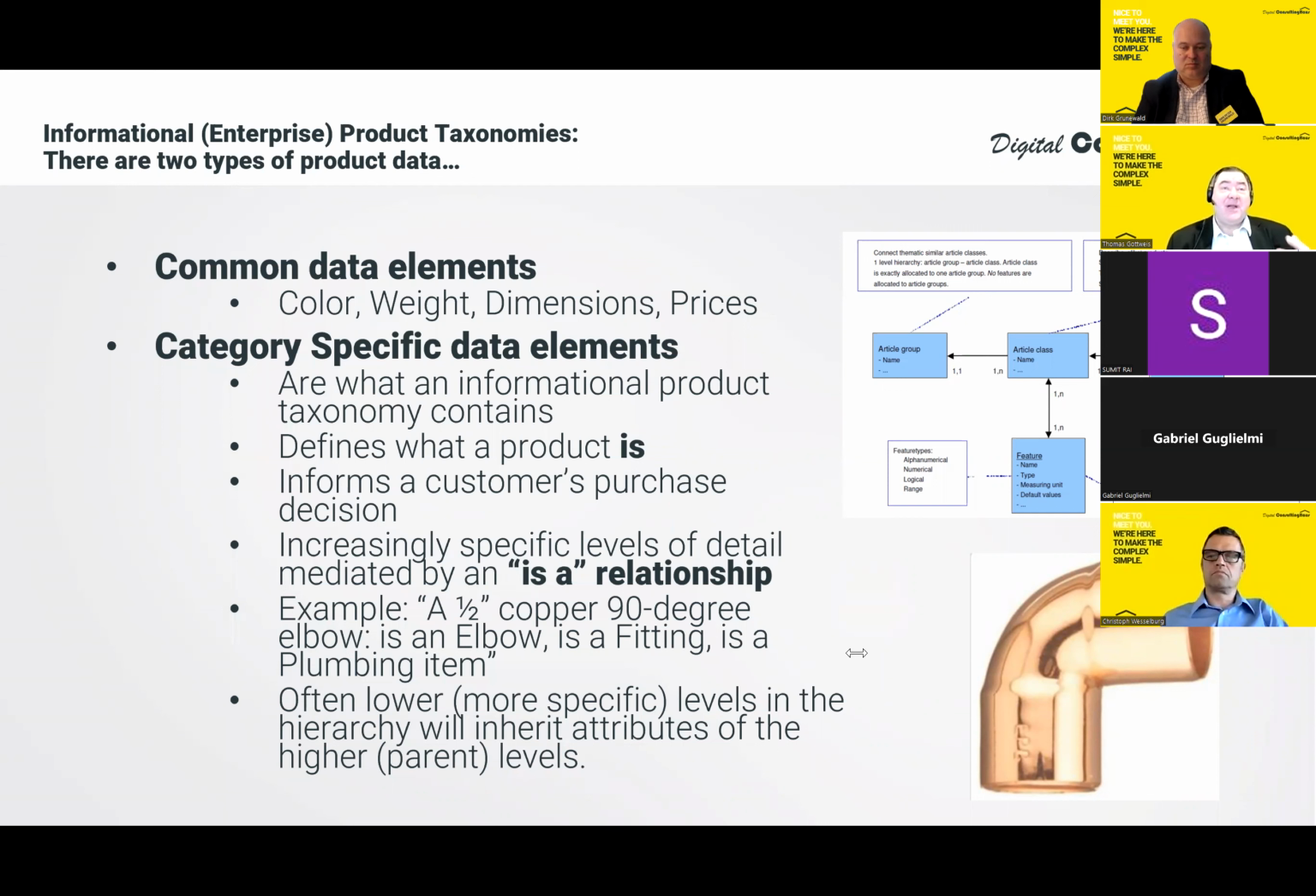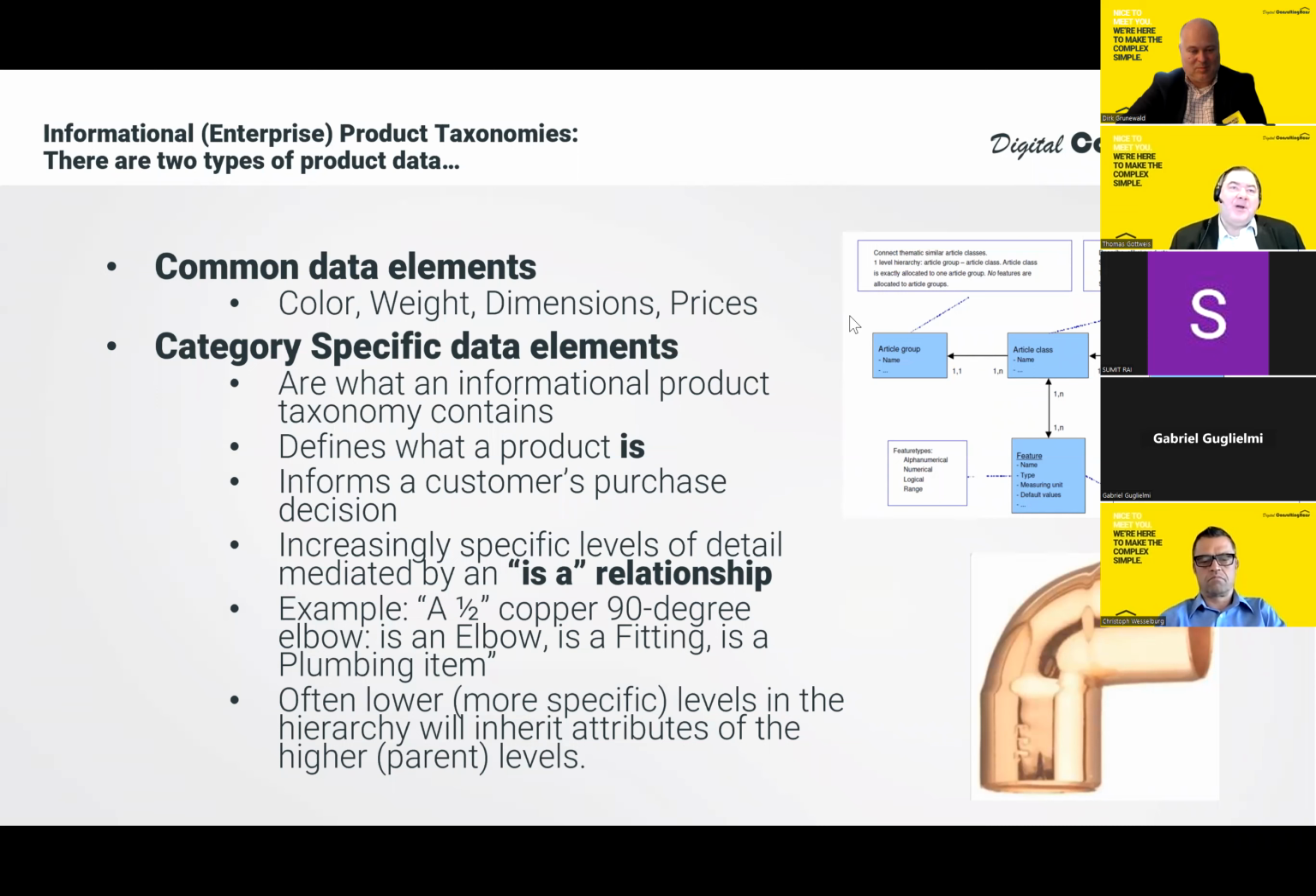The things that we really concern ourselves about in an enterprise taxonomy are the category specific data elements. And there we actually are going to have a different set of data elements based on just exactly what the item is. And so that's why we have it highlighted in the bullet point here, right? That in an informational taxonomy, that really defines what a product is.